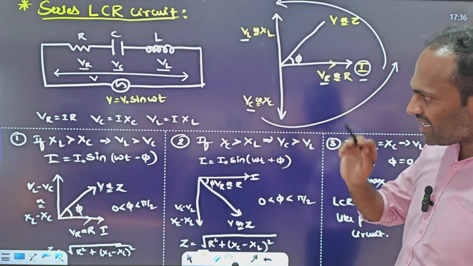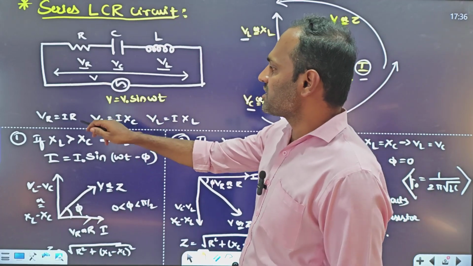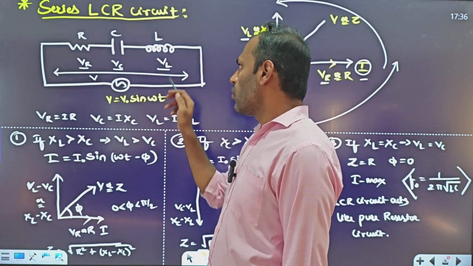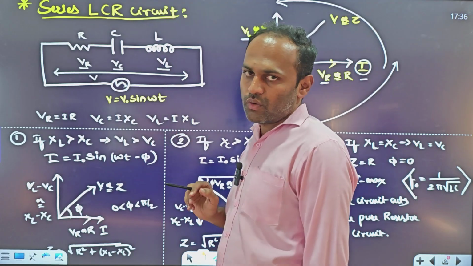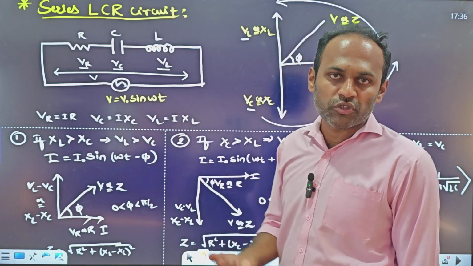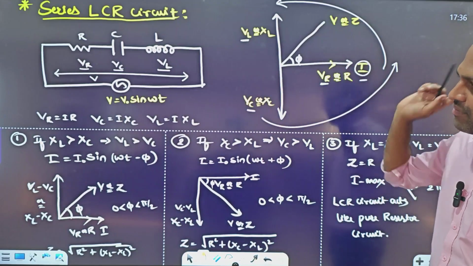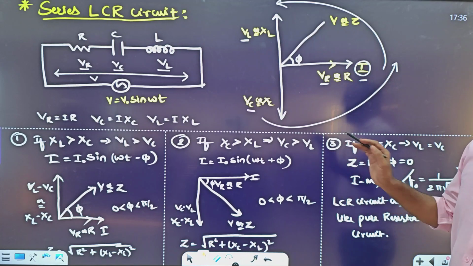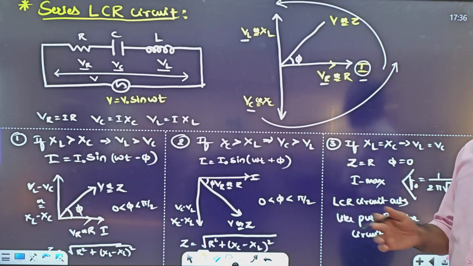Clear? Next note. Voltage across resistor is I into R. Voltage across capacitor is I into XC. Voltage across inductor is I into XL. But voltage means current into opposition offered by the element. All three will be opposing here. All three will oppose, correct? Okay. Now we get cases here.